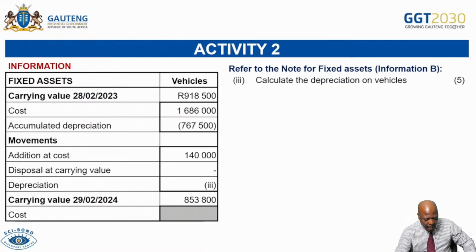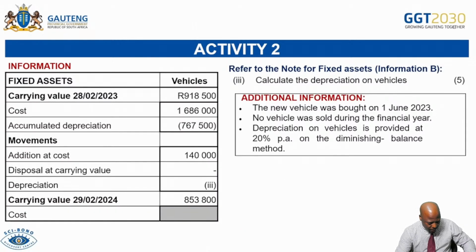Number 3, calculate the depreciation on vehicles. All right, so remember, when we calculate depreciation, we always calculate for the sold, the old, and the new. But in this case, we don't have a sold.